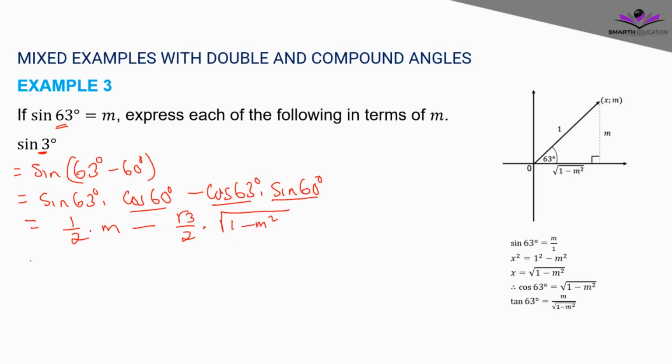Right? So we have m over 2 minus, we said we can multiply this and this, because this is like over 1, then we get the square root of 3 minus 3m squared over 2, then it becomes m minus the square root of 3 minus 3m squared, all this over 2.